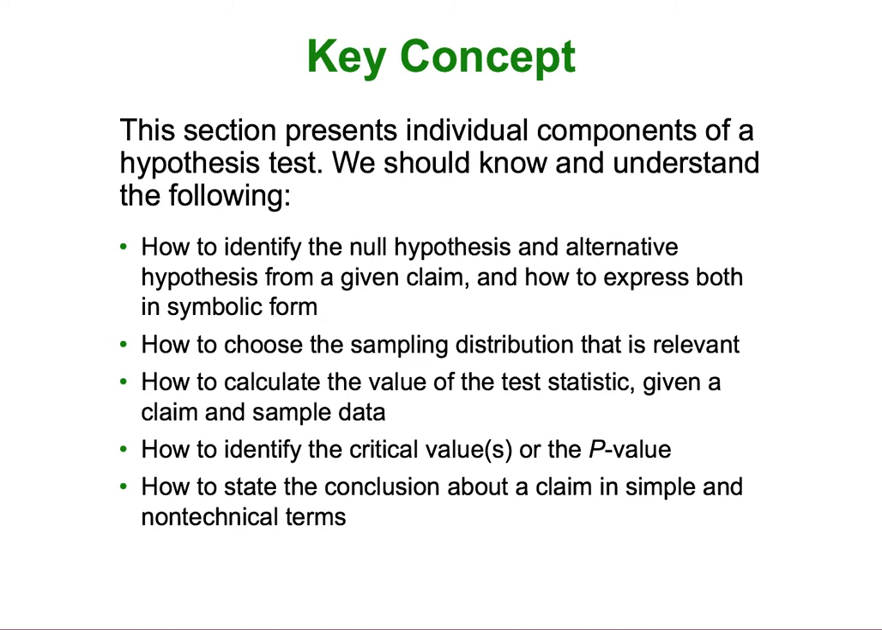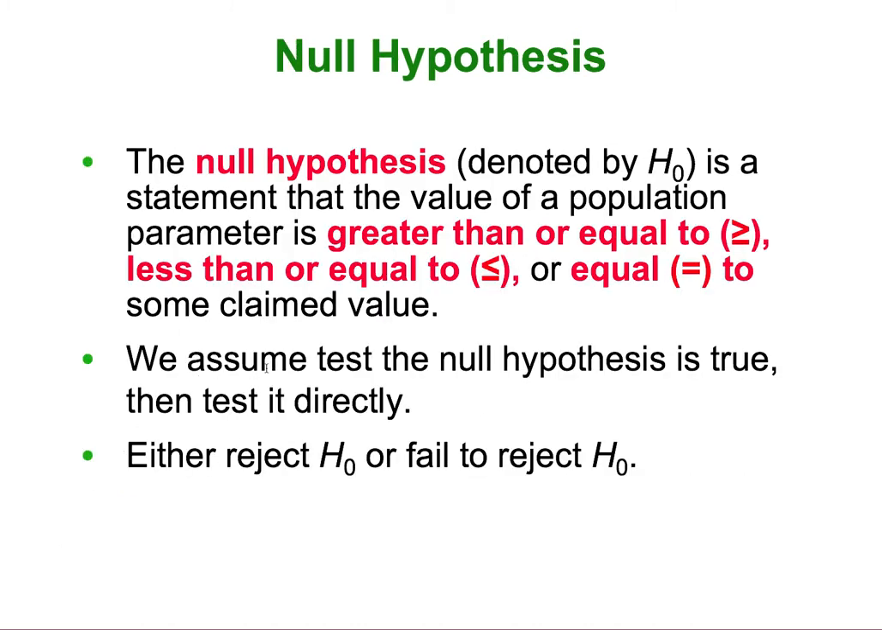Again, this seems unnecessary in this context, so I'll move forward. The null hypothesis is a statement that the value of a population parameter is greater than or equal to, less than or equal to, or just equal to some claimed value. Notice then that the null hypothesis contains equality in one way or another.